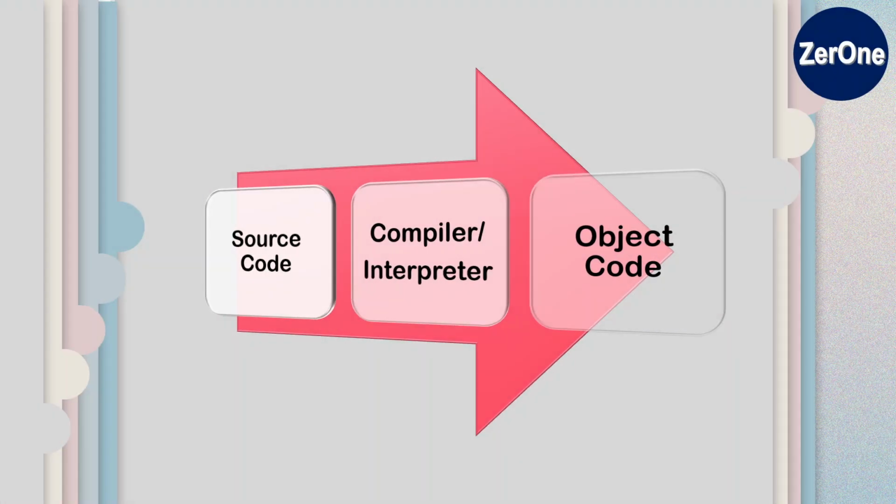So, if we look at this diagram, it's simple. The source code is what we, humans, write using a programming language. Then either a compiler or an interpreter steps in and translates that code into machine code, the zeros and ones that the computer can understand. And once that translation is done, the computer follows those instructions and makes things happen. Opening apps, playing music, running games, everything.